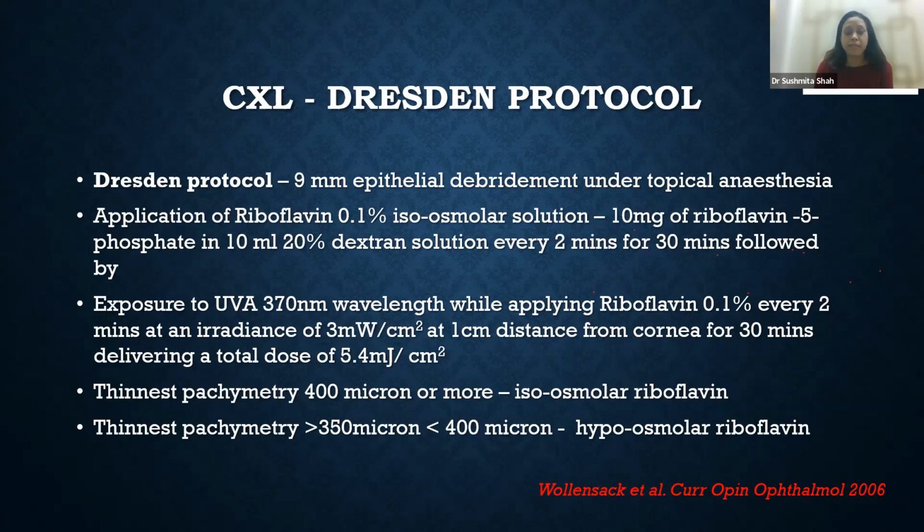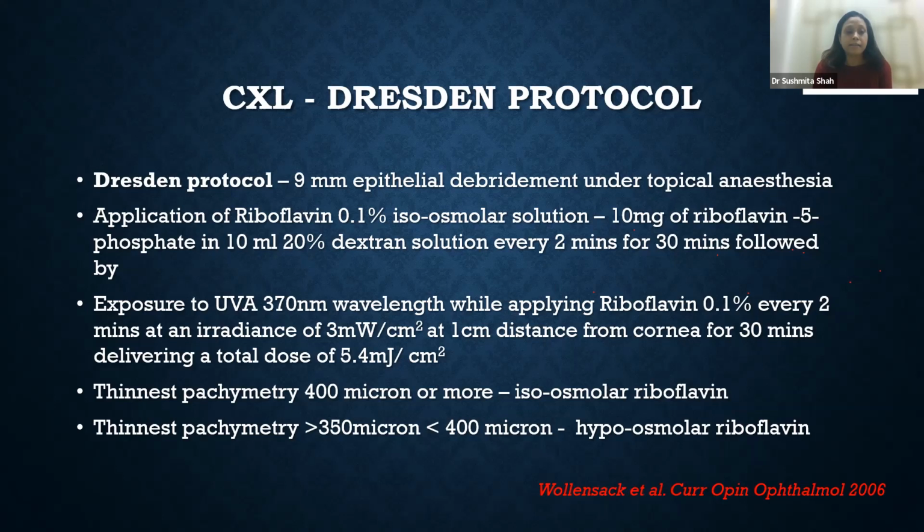is applied every 2 minutes for 30 minutes, and then it is followed by exposure to UVA at a wavelength of 370 nanometers while applying riboflavin drops every 2 minutes at an irradiance of 3 milliwatt per square centimeter at 1 centimeter distance from the cornea for 30 minutes, and the total energy delivered is 5.4 joule per square centimeter.